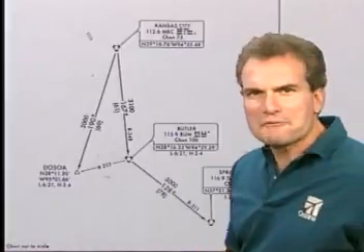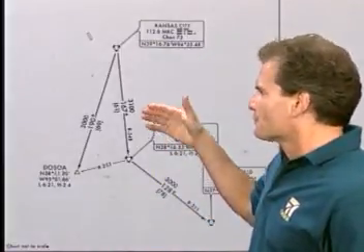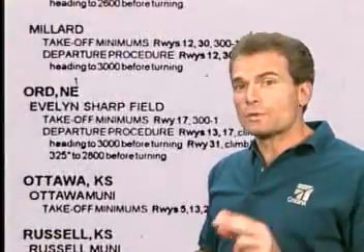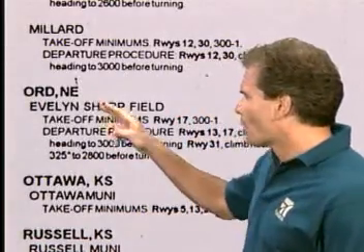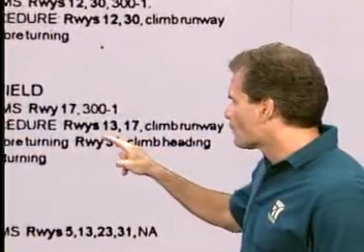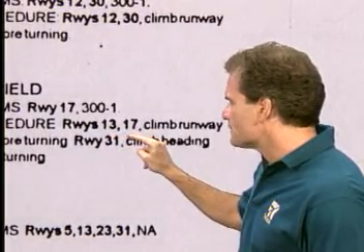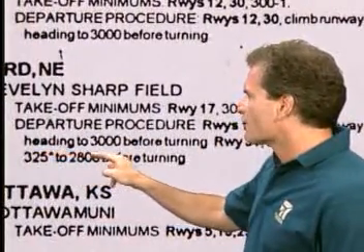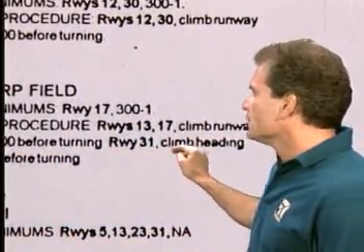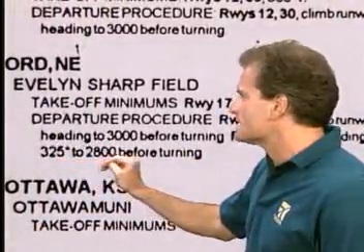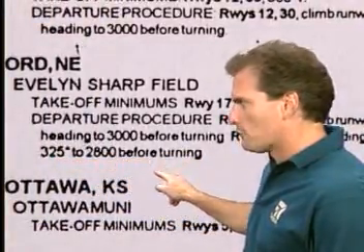You'll find DPs published in 2 ways. One is in a graphic form like a small en route chart with routes, altitudes, and a description telling you where to fly. And we'll examine these a little later. The other is a textual description of what route and altitude to fly. For instance, here at Ord, Nebraska, if you take off from runway 13 or 17, you would climb using the runway heading to 3,000 before turning. And if you're using runway 31, you climb at a heading of 325 degrees to 2,800 before turning.